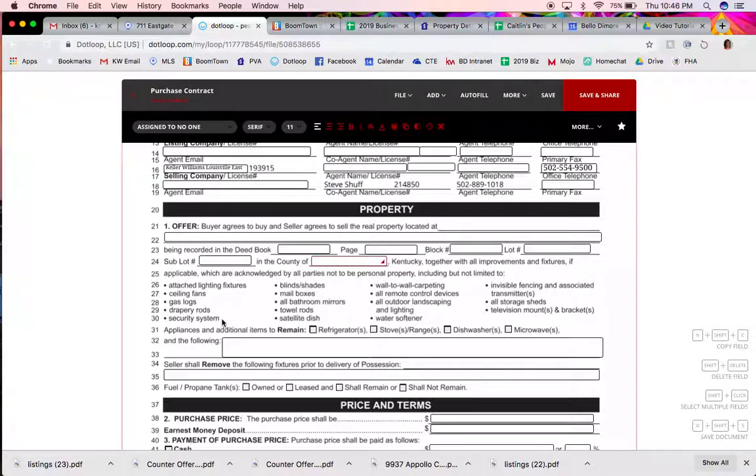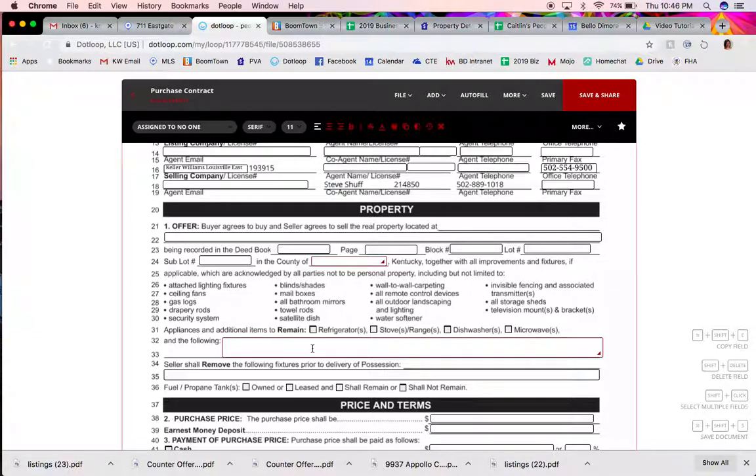And if you are representing the seller, make sure you tell your seller they cannot take their bathroom mirror, they cannot take their mailbox, they can't take their invisible fencing, they can't take their curtain rods. All of these things are outlined as fixtures, and it makes sure that everyone is crystal clear on what stays and what goes.